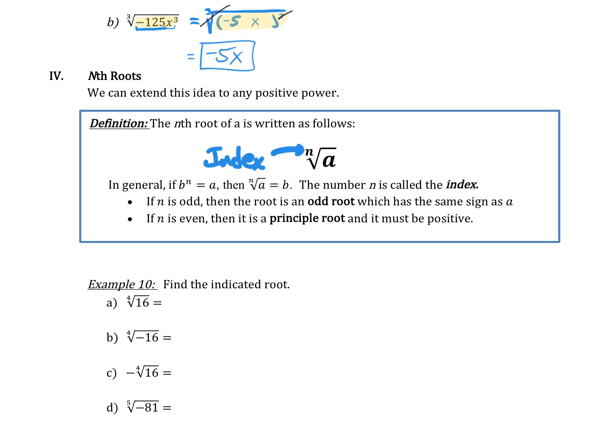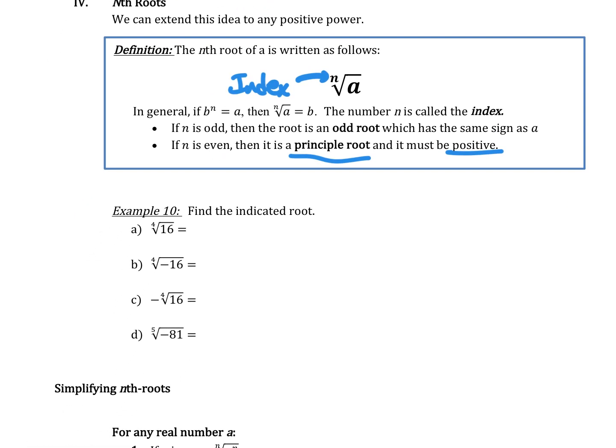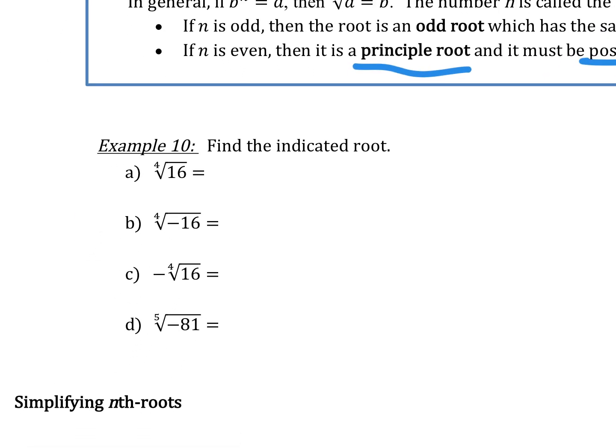Now, if n is odd, we call it the odd root. If n is even, we want the principal root. That means it needs to be positive. So if it's even, we have to think about it being the absolute value. All right? So if we have the fourth root of 16, that means we think what number to the fourth power is 16? And that number is 2. So the fourth root of 16 is 2.